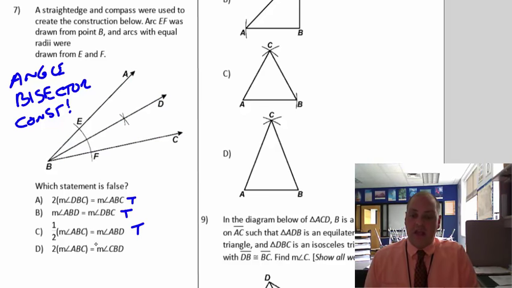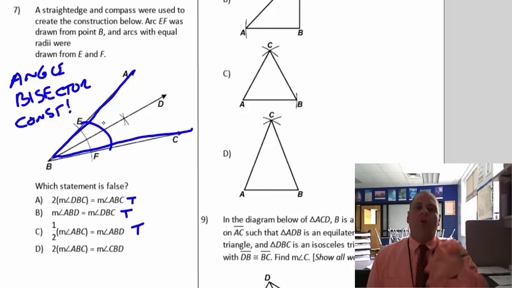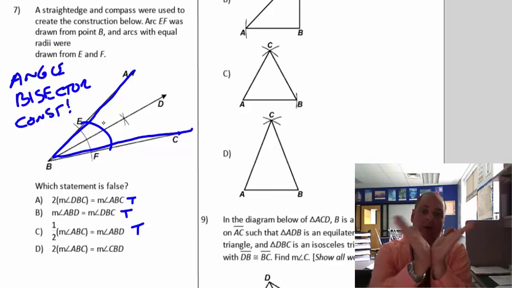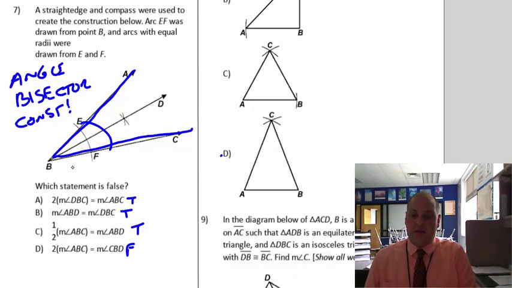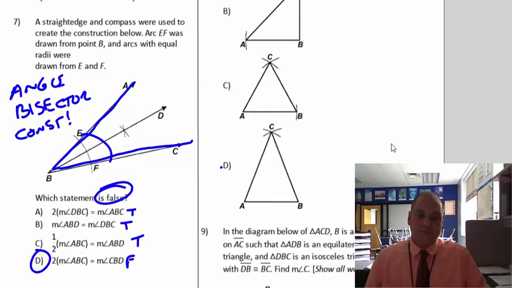And they're saying 2 times ABC, that's ABC. 2 of those is going to equal nothing in our diagram. 2 of those is going to be like, boom, that big, right? So that's not going to equal CBD, all right? So that's certainly going to be false right there. All right, so there's my false statement, and that's what I wanted. I wanted false, so that is D.